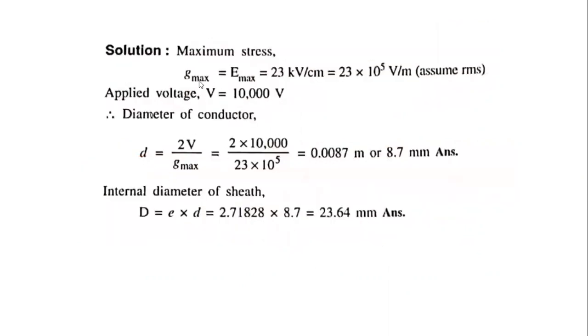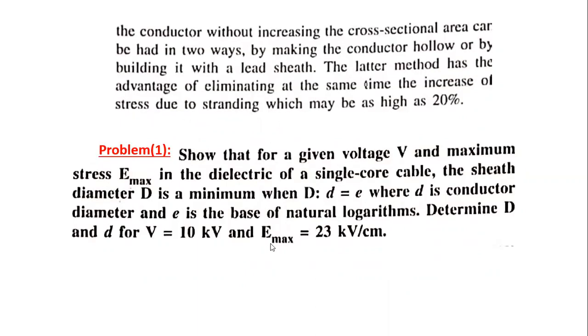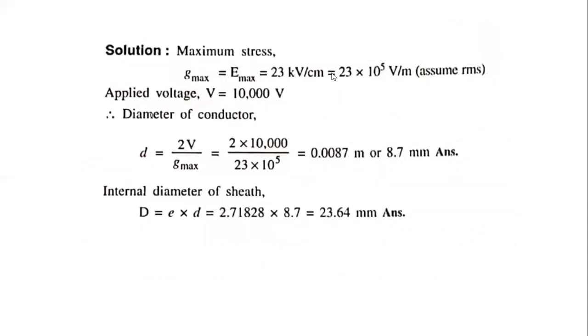Then we calculate the maximum electrostatic stress, Gmax. Therefore Gmax is equal to 23 kilovolts per centimeter. Then it will be converted into volt per meter, that is, into 10 power 5. Therefore the applied voltage is 10,000.